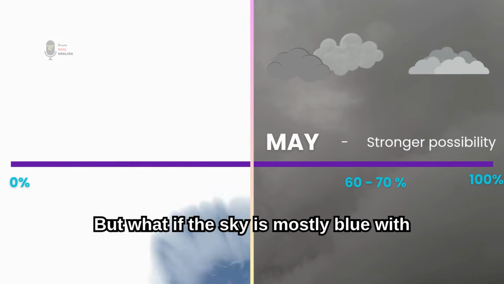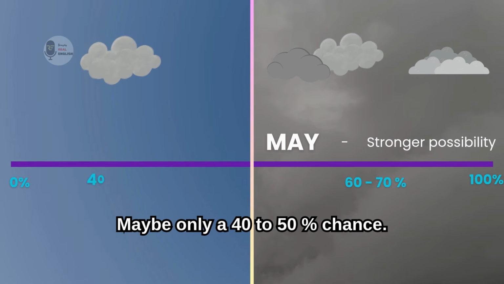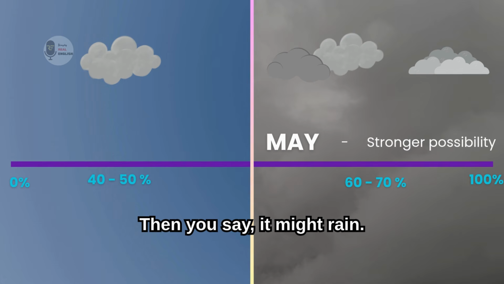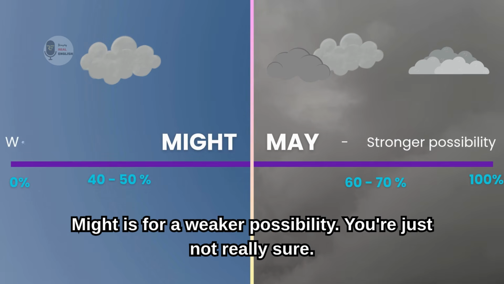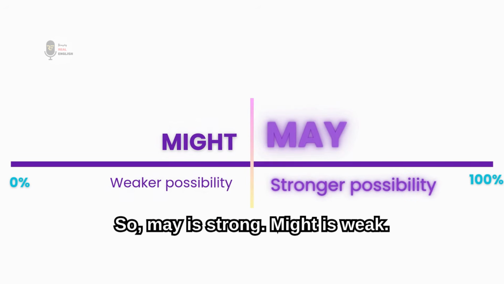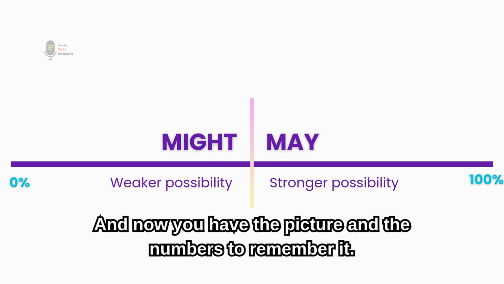But what if the sky is mostly blue, with just one tiny gray cloud? Maybe only a 40 to 50% chance. Then you say, it might rain. Might is for a weaker possibility. You're just not really sure. So, may is strong, might is weak. And now you have the picture and the numbers to remember it.